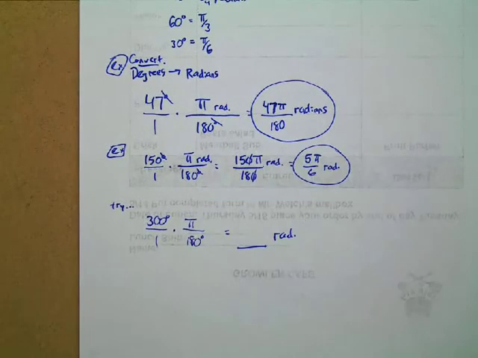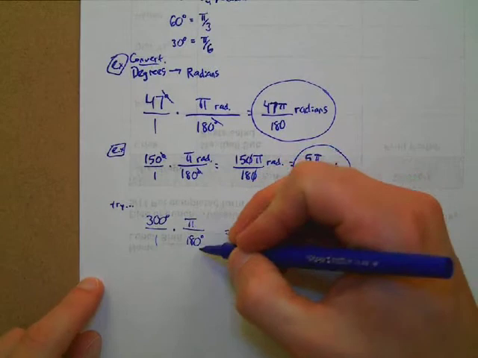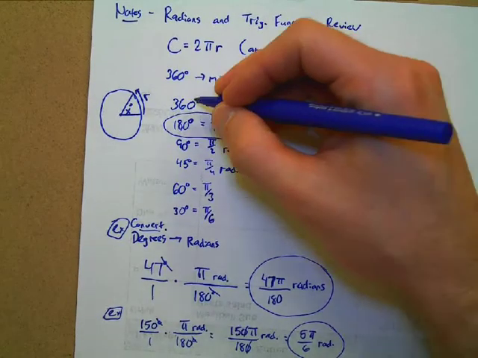Okay. So hopefully you now multiply by pi over 180 degrees. Again, why do we do pi over 180? Because 180 degrees and pi are equivalent, right? We already figured that out. You could use 360 and 2 pi if you want to.